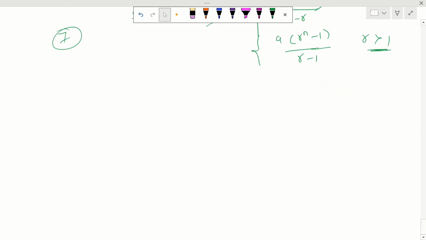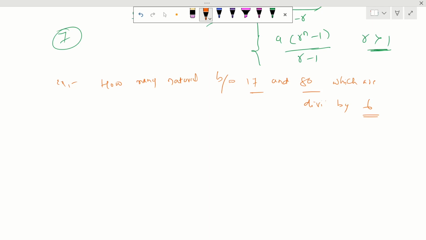Example: how many natural numbers? We know that natural numbers are 1, 2, 3, 4, 5 and so on, other than 0. So how many natural numbers are between 17 and 80 which are divisible by 6? Okay, how to solve this one?